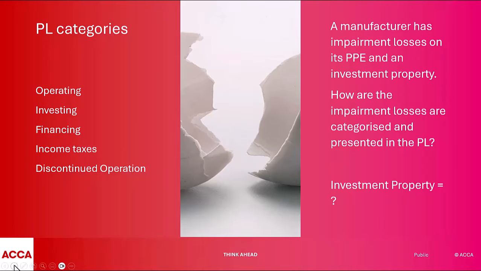Now, when you have an investment property at fair value, you won't have impairment losses. But if you have an investment property at cost, and there's an indication of impairment, then there is an impairment review. And if there's an impairment loss, the impairment loss goes through the P&L. So we can have impairment losses on investment properties through the P&L. How are they categorized? Well, the underlying nature of the investment property is investing. So you would therefore logically expect it to be an investing item in the P&L.